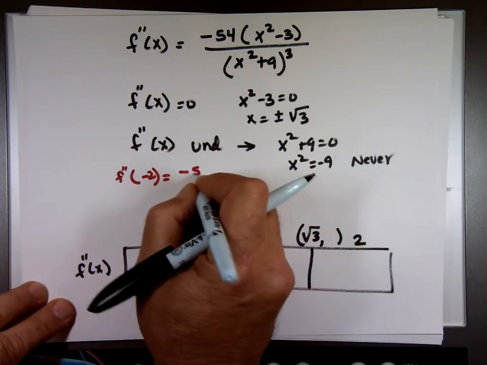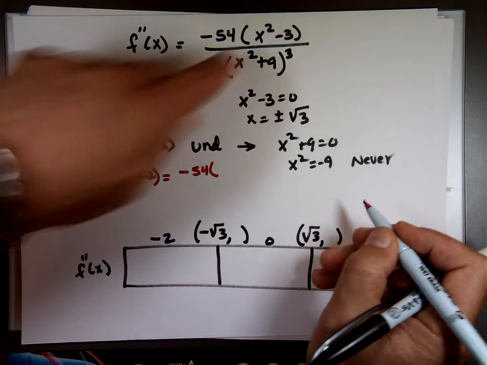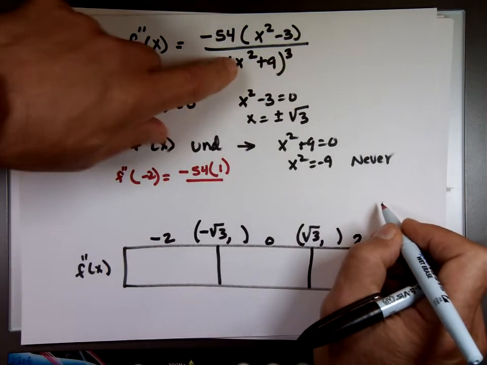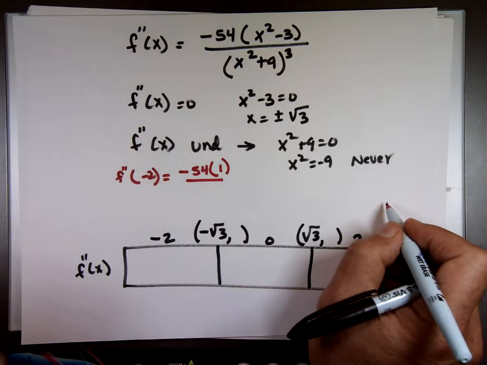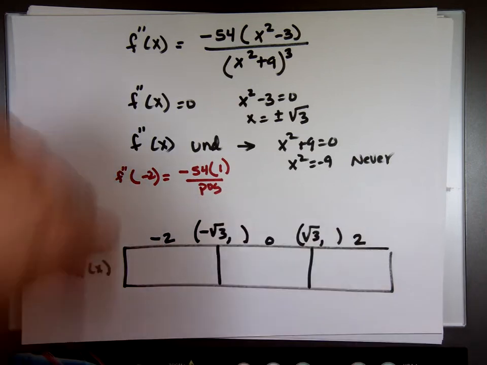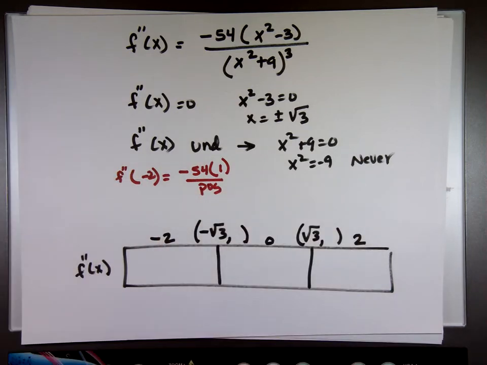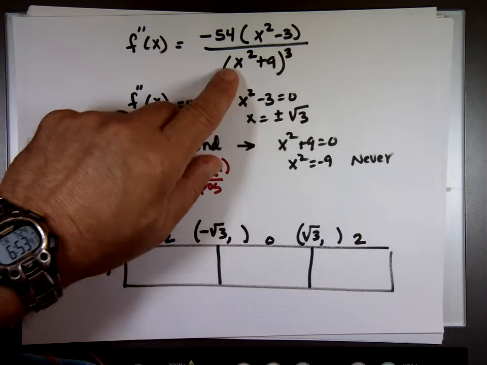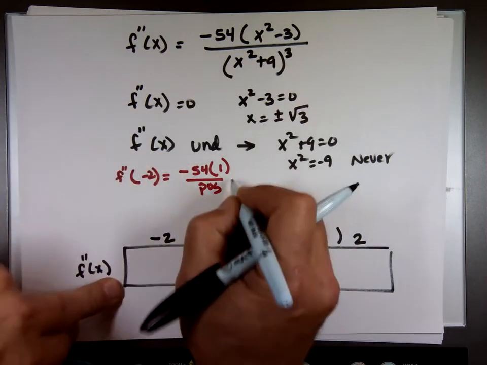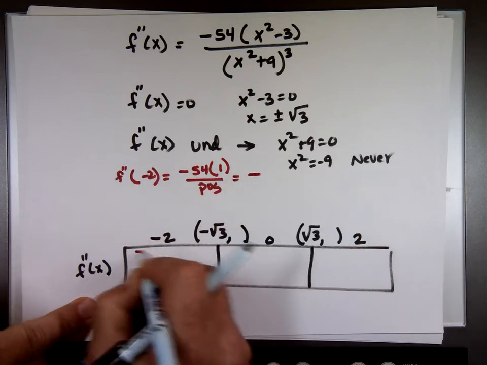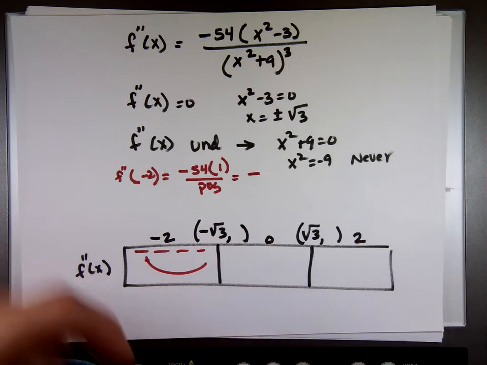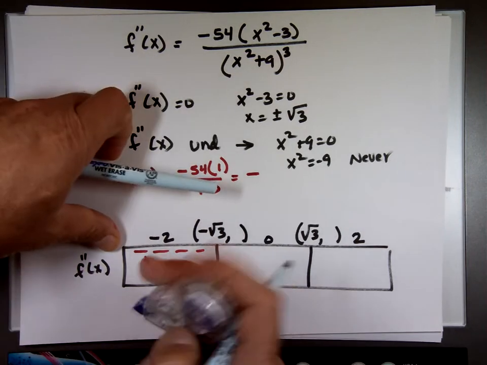Negative 54 times 4 minus 3, that's a 1. Negative 2 squared is 4. 4 plus 9, which is what? There's going to be a positive in the bottom, regardless how you look at it. The bottom is always a plus, because you're going to square the number and add 9 to it. Always a plus. Negative over positive, that's what? Negative. Concave downward, not upward. I drew an upward picture.